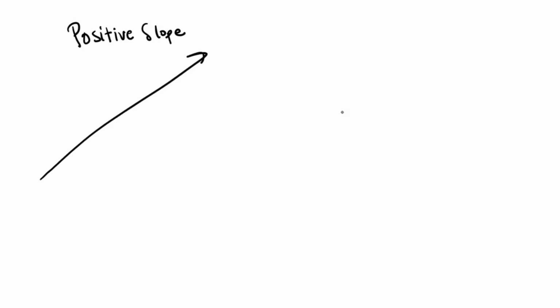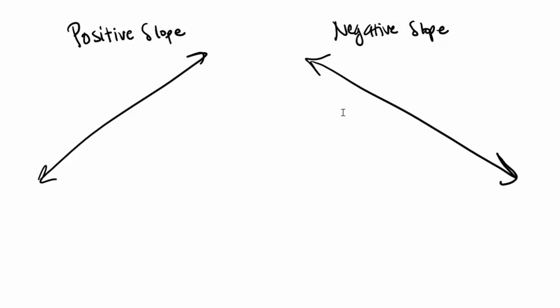So something to keep in mind, if you have a positive slope, your line's going to be going up like this. If we're reading the graph from left to right, the line goes up. If you have a negative slope, then the line goes down like this. Again, reading the graph from left to right. So you're reading it from left to right. If it's positive, it'll go up. If it's negative, it'll go down.